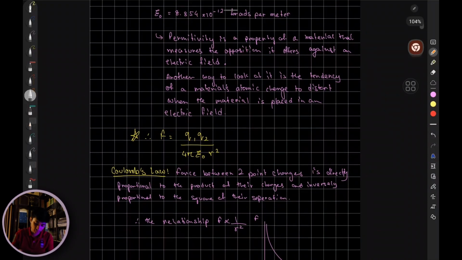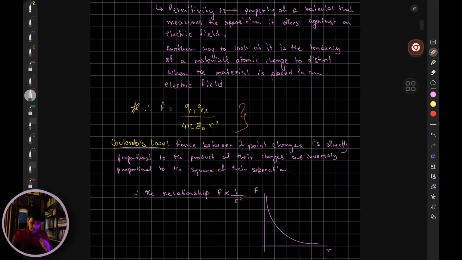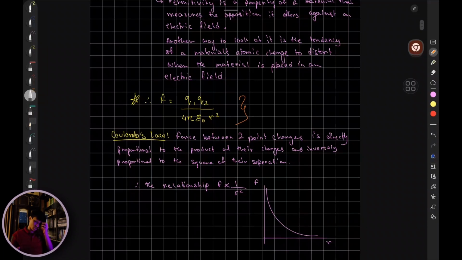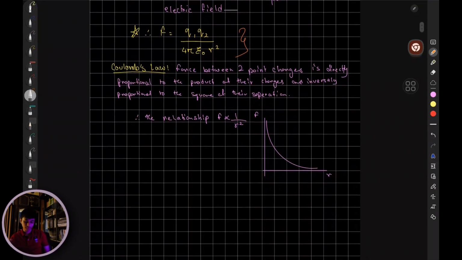physics, right? So as I've already mentioned, force is the product of both charges divided by 4 pi epsilon naught r squared. That is your equation for the force, or Coulomb's law. Okay. So if I define Coulomb's law, it's the force between 2 point charges that is directly proportional to the product of their charges and inversely proportional to the square of their separation.